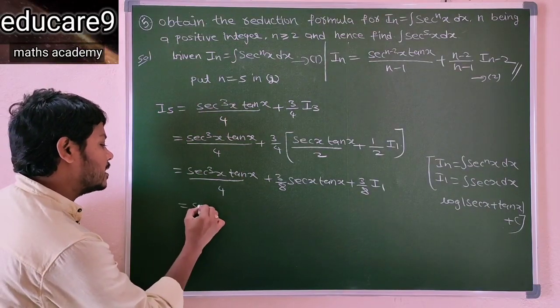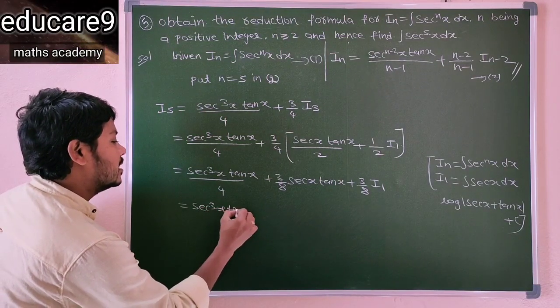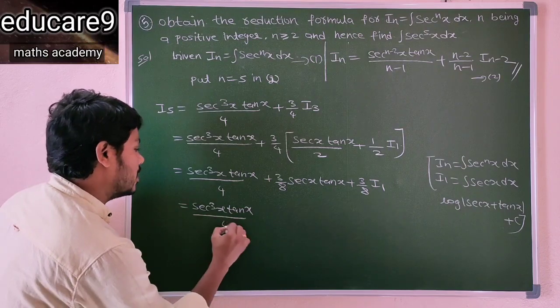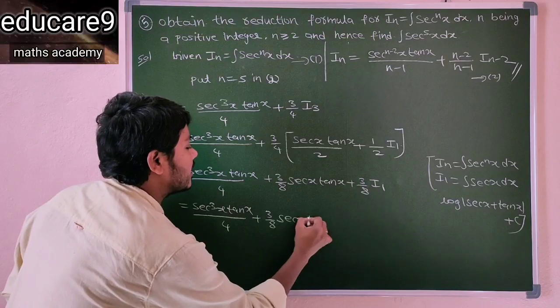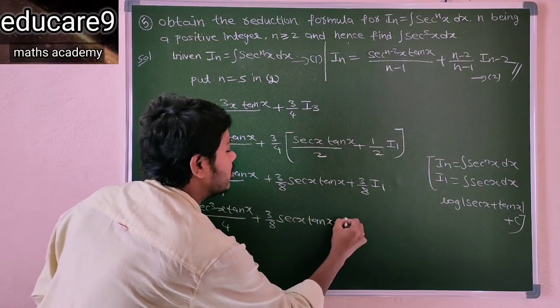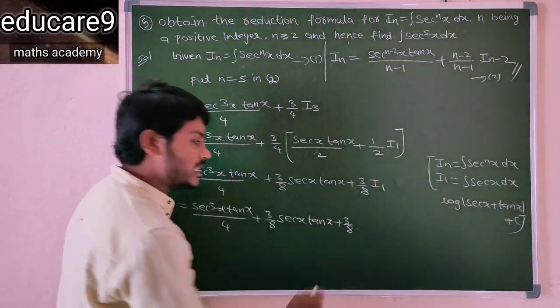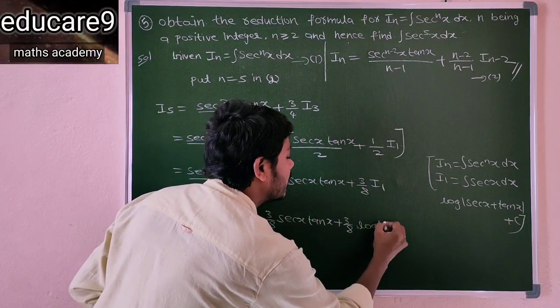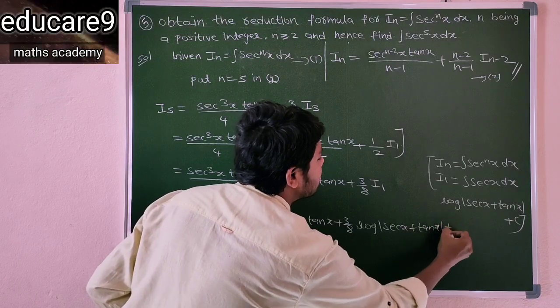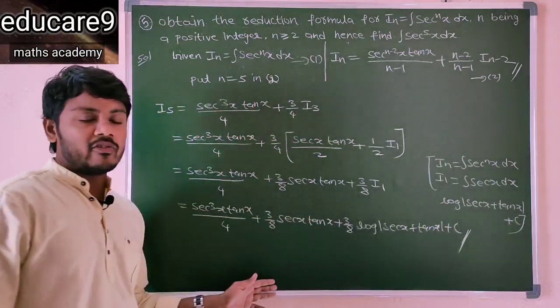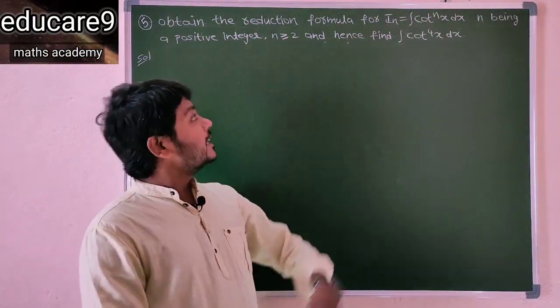So what you get? sec^3 x tan x divided by 4 plus 3 by 8 sec x tan x plus 3 by 8 I1. So what is I1? Log of mod sec x plus tan x plus c. So this is the required answer. So see the next one.